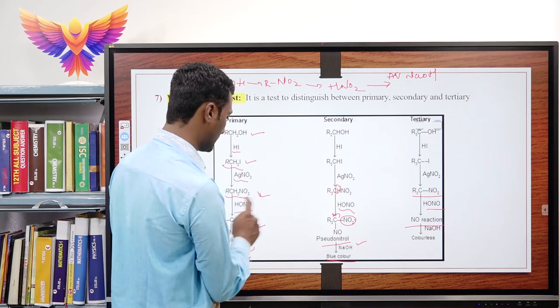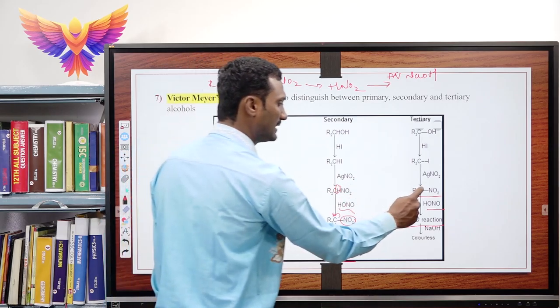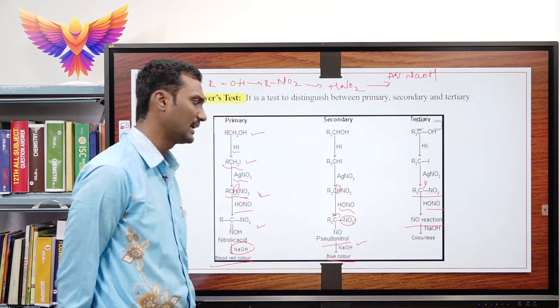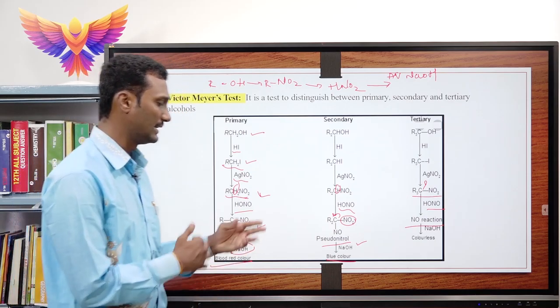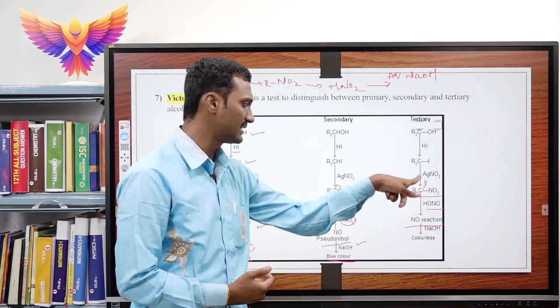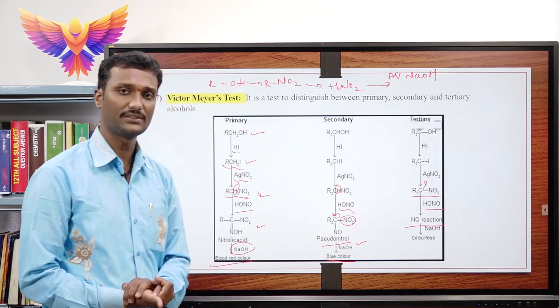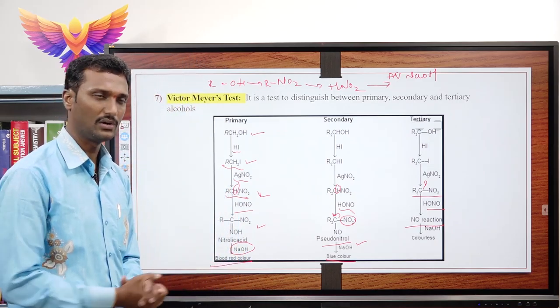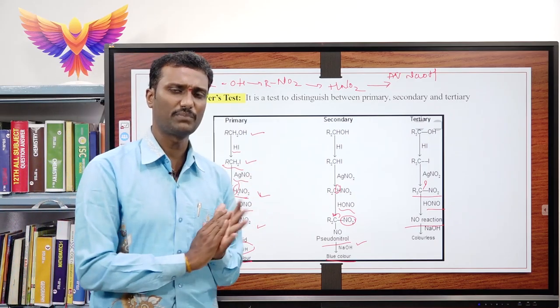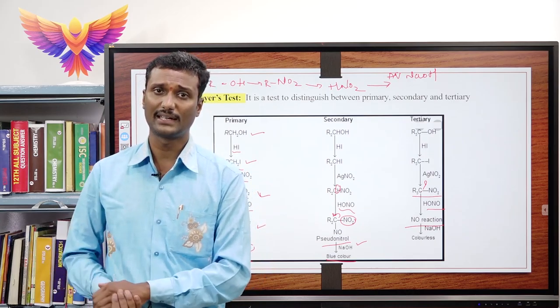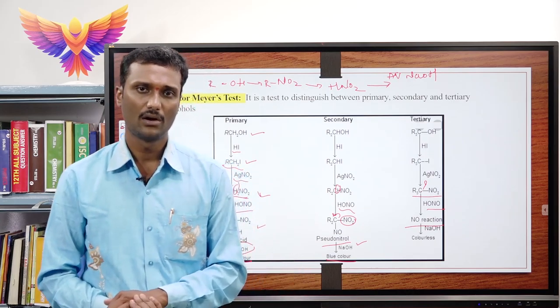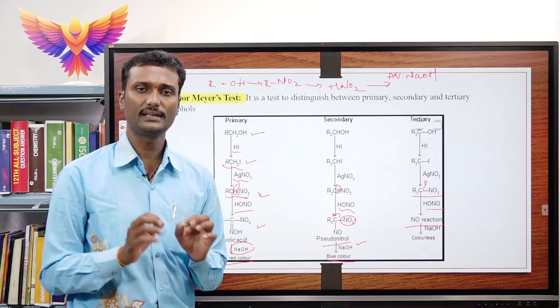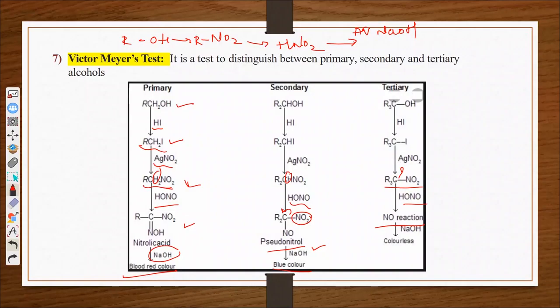There is one hydrogen. Here we have two hydrogens, but here there is no hydrogen. So that hydrogen is not present in this group. That's why it is not giving a positive result with a tertiary alcohol. So this is one of the very simple and important reactions where we can differentiate different types of alcohol by using the Victor Meyer test. In this test, a number of series of steps will take place, so you need to remember that.